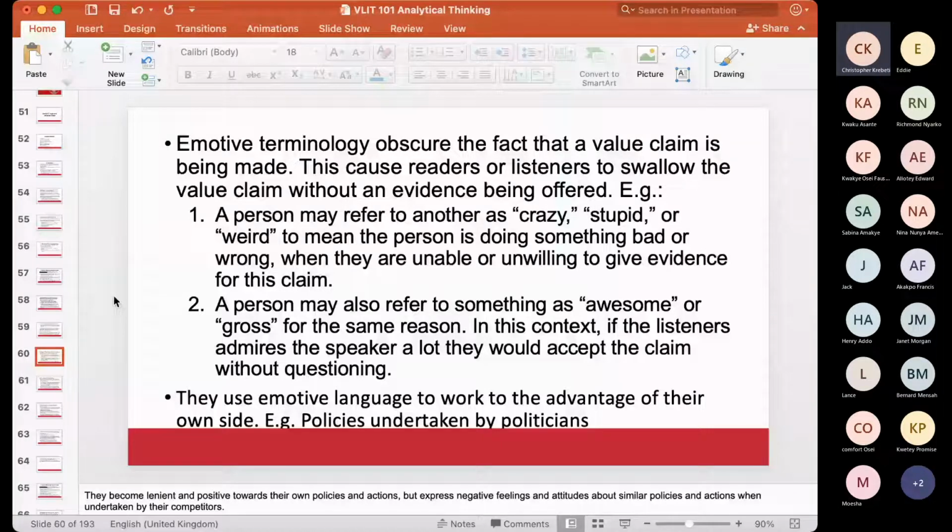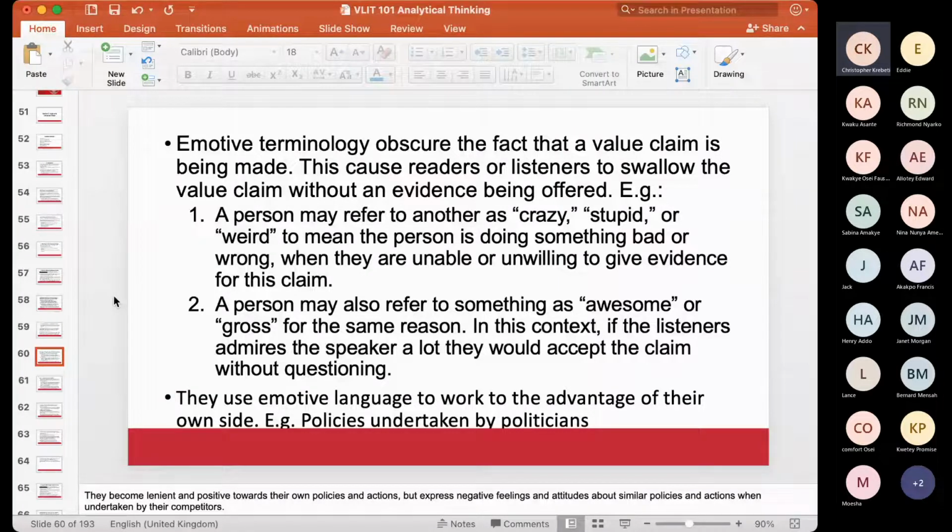So awesome, gross, for the same reason, either the thing is good, the thing is excellent. But as I've said, they can also be used to mean something negative. So in this context, oftentimes, if you admire the person who is speaking and the person uses words or terms like awesome, gross, and so on, your respect for the person alone will not push you to ask questions or to seek clarity or to seek evidence.